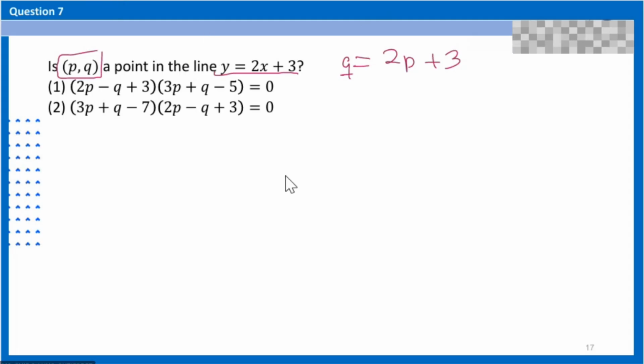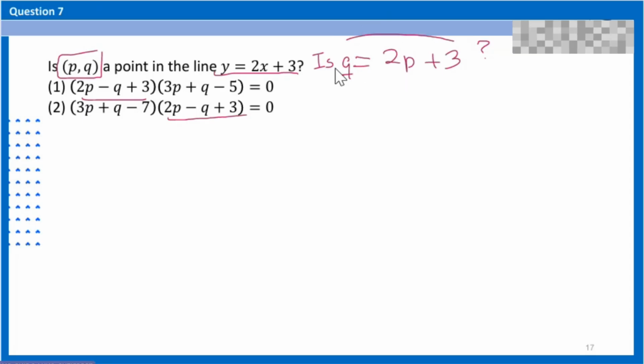Okay. So q equals 2p plus 3. If this were true, if the answer to the question were affirmative, then this equality should be true. In other words, the original question is equivalent to asking, is q equal to 2p plus 3? But then, just being a bit observant, the expression in the first factor of statement 1 and the second factor in statement 2 looks a lot like this.